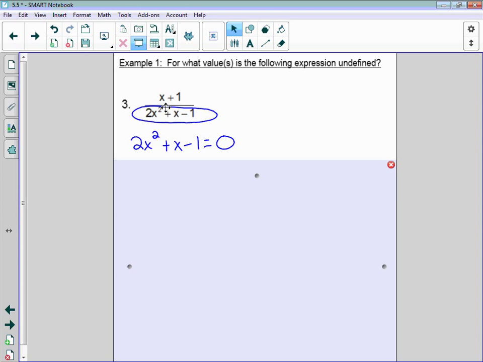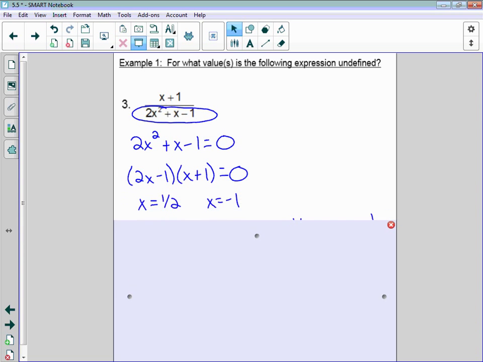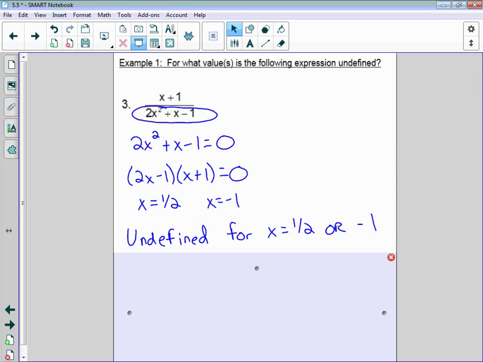In this case, you can either use the quadratic formula or you can factor. Set each factor equal to 0, and those represent the values that x cannot be. So in answering this question, we would say that x is undefined when it is either 1/2 or -1, because when we plug those in, we will get a denominator of 0. We cannot divide by 0.